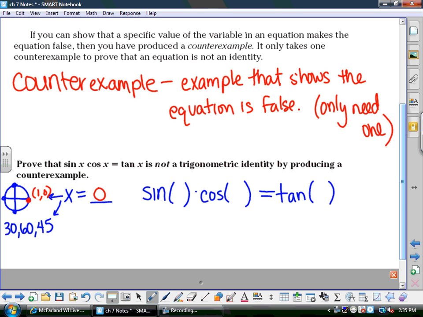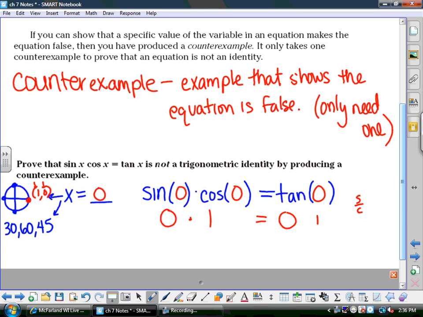If we put 0 in for x, then we have the sine of 0 times the cosine of 0 equals the tangent of 0. Using my unit circle, the sine of 0 is 0. The cosine of 0 is 1. And the tangent is sine over cosine. So 0 over 1 is just 0.